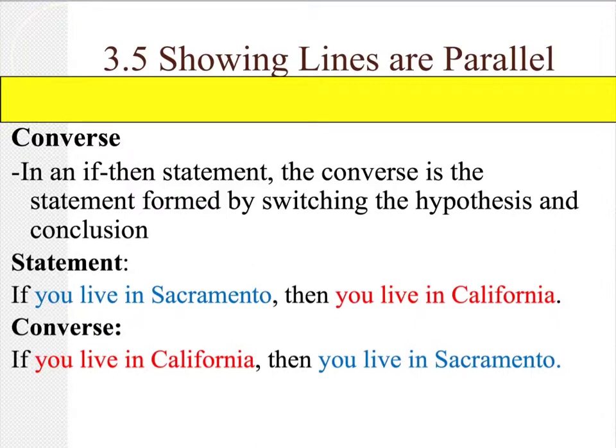Notice that the converse may or may not be true. In that second one, it is not true. The converse is not true because if you live in California, you can live in other places besides Sacramento. You don't have to live in exactly Sacramento. I want you to write down all of this, the converse, the statement, and the statement's converse. It's just flip-flopping the hypothesis and the conclusion.